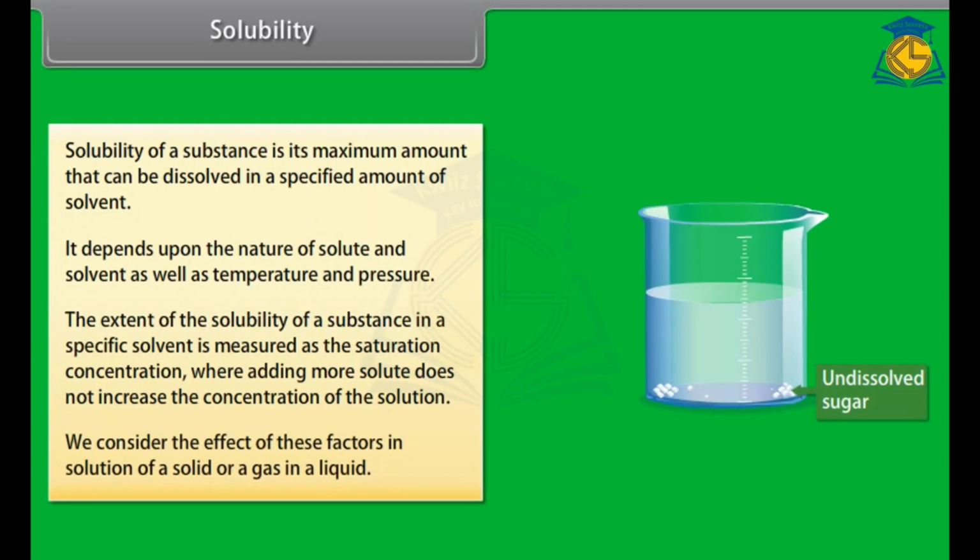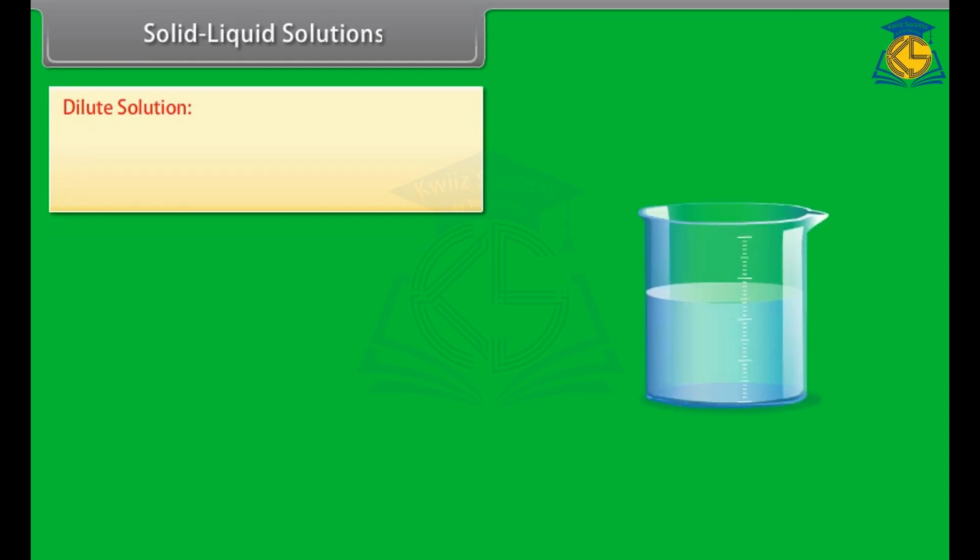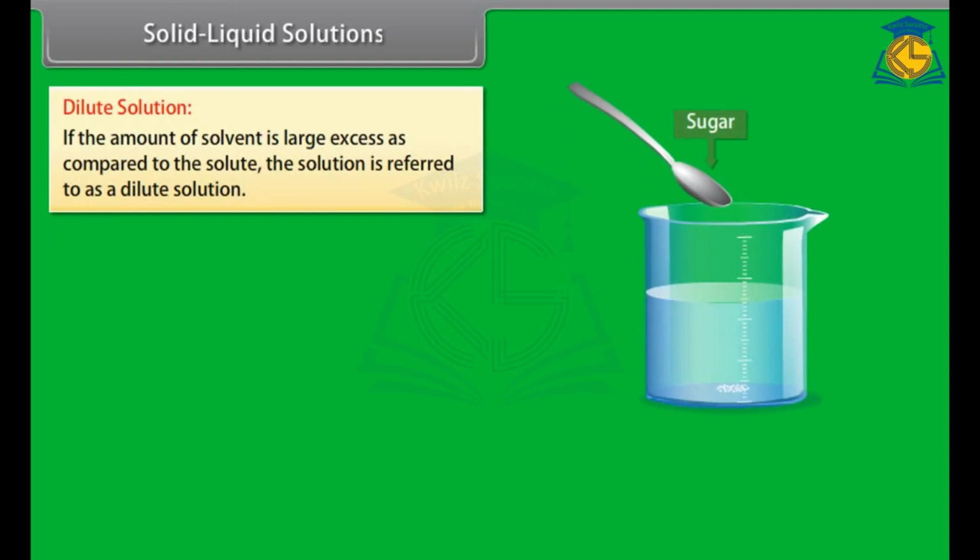We consider the effect of these factors in solution of a solid or a gas in a liquid. Solid-liquid solutions. A small amount of solute is dissolved in a large quantity of solvent. Dilute solution. If the amount of solvent is in large excess as compared to the solute, the solution is referred to as a dilute solution.